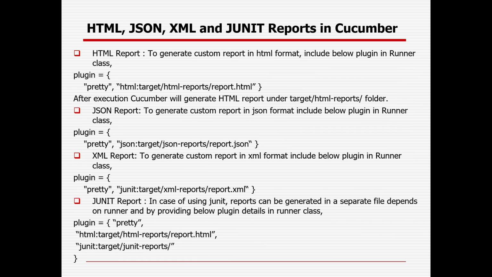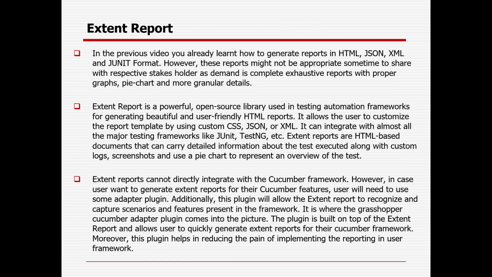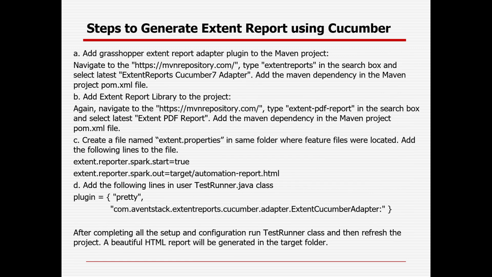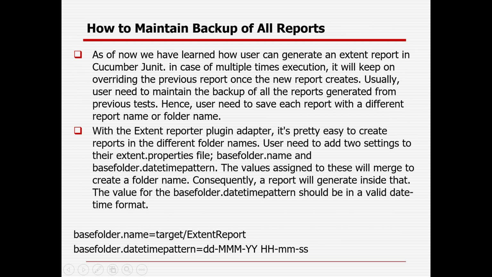Reports. At the end of the day, for any kind of testing, you should always generate the report beautifully. Here it will always give you the XML, HTML, and JSON report, but still we do not get the confidence. So you can use the Extent report. For this, you need to add two more plugins, called Extent Reports Cucumber 7 Adapter and Extent PDF Report. After that, you need to create a properties file. You need to add a couple of lines of code, and in the plugin you need to add a couple of lines of code. It will generate the report.